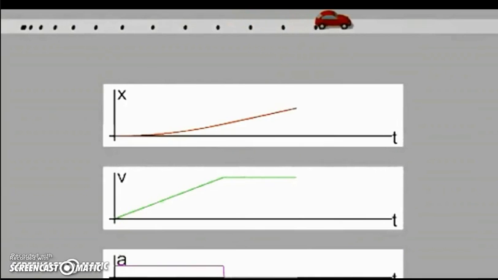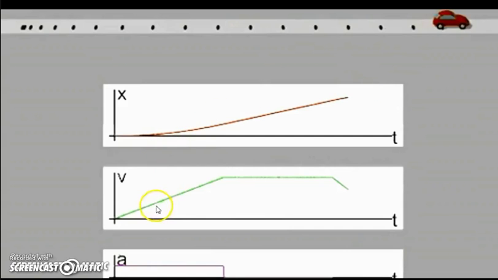So let's move the car, and now again the car starts retarding. Acceleration is now negative, which is not visible in this video, and velocity starts decreasing. The slope of the velocity is negative. x-t will be a part of a parabola which is opening downward.